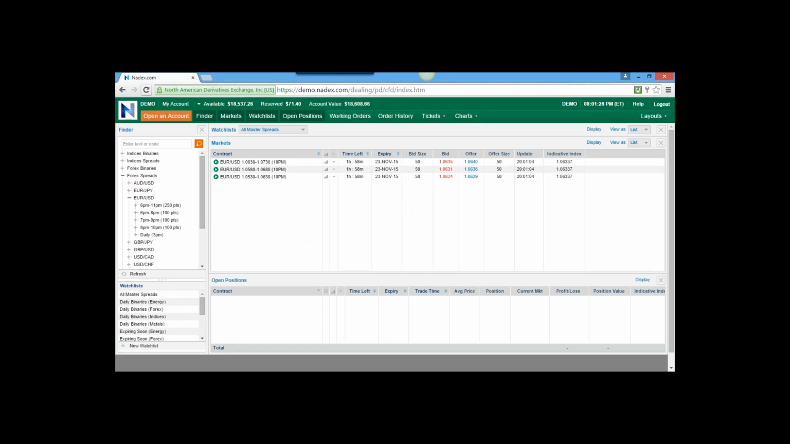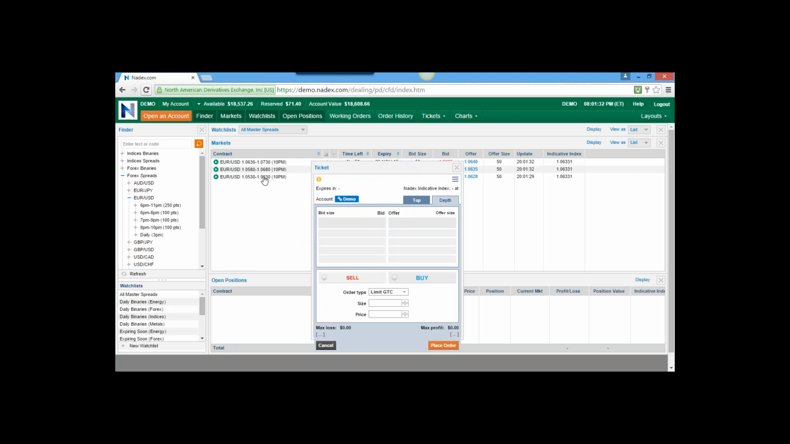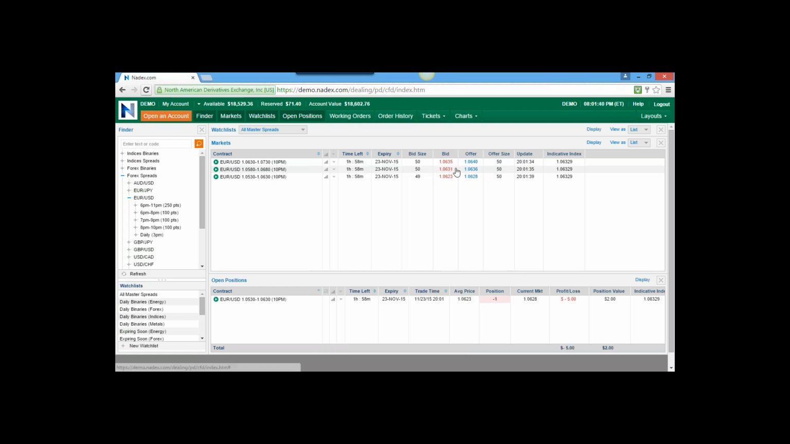Well, this one is 0630 going down 100 points, right? So I would want to sell that one, correct? Because I'm at the top of a spread here going down. So I'd want to sell that one in case the market went down.